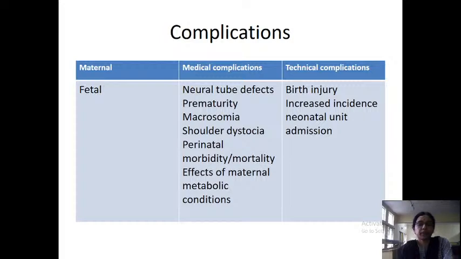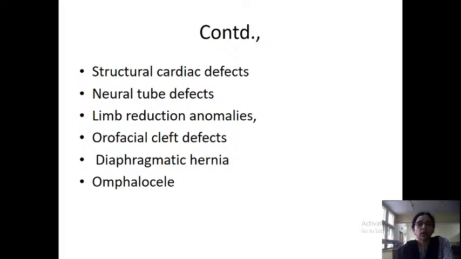So in case they develop gestational diabetes mellitus or hypertensive disorders of pregnancy, there is an increased risk of premature delivery and increased perinatal morbidity or mortality because of these conditions. And also these fetuses always require neonatal unit admission for observation, or because of the complications that these fetuses are prone to. So the anomalies that we usually encounter include structural cardiac defects, neural tube defects, limb reduction anomalies, orofacial cleft defects, diaphragmatic hernia, and omphalocele. So these are the common defects that we usually encounter in these fetuses.